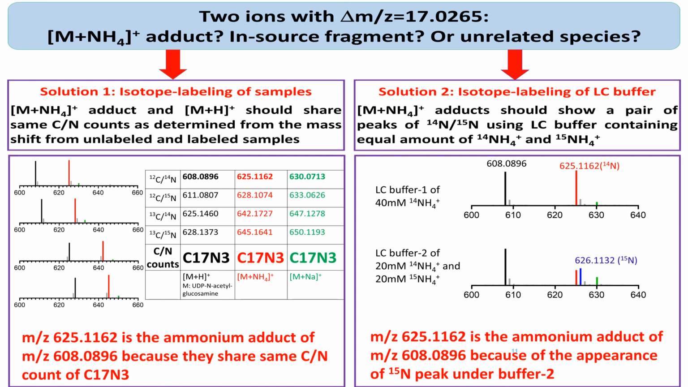The other way is to do isotopic labeling of the LC buffer. This works well for those samples that cannot be isotopically labeled. So we can add some 15N ammonia in the LC buffer. Then when we look at the data with this new buffer, you should see a peak coming from this 15N ammonia. This confirms that this peak is actually an ammonia adduct.